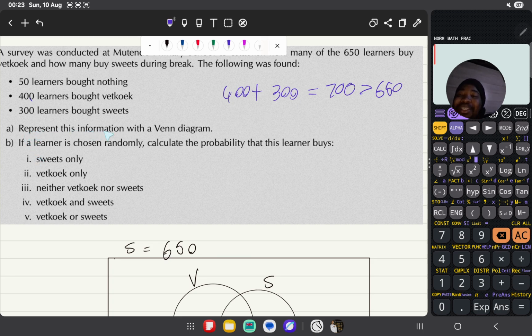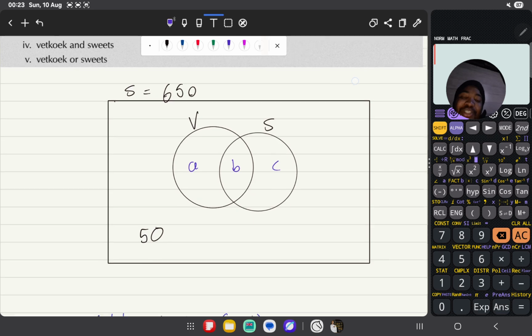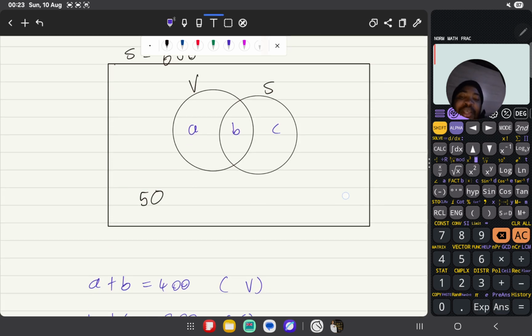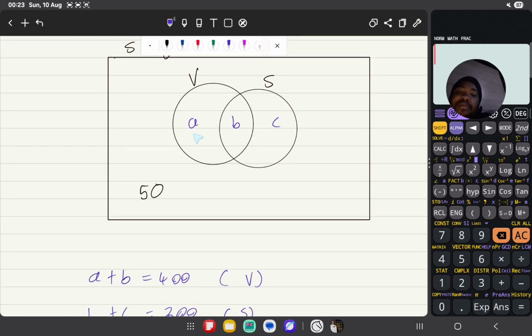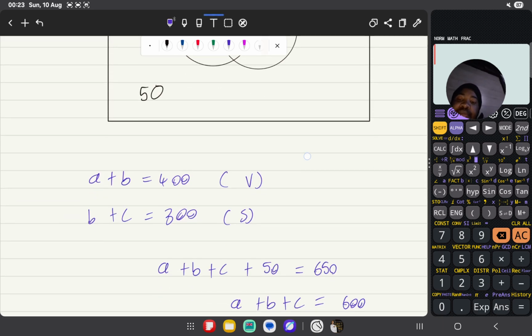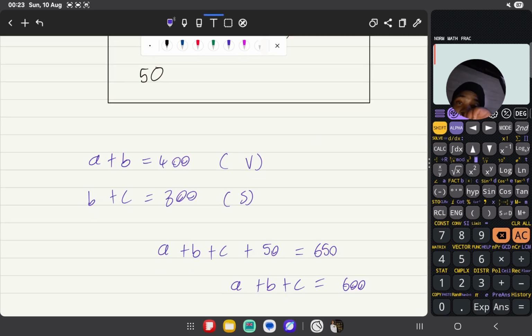We are trying to represent this information in a Venn diagram, which is what I'm doing. So we have to find the value for A, the value for B, the value for C, right? And let's cook.